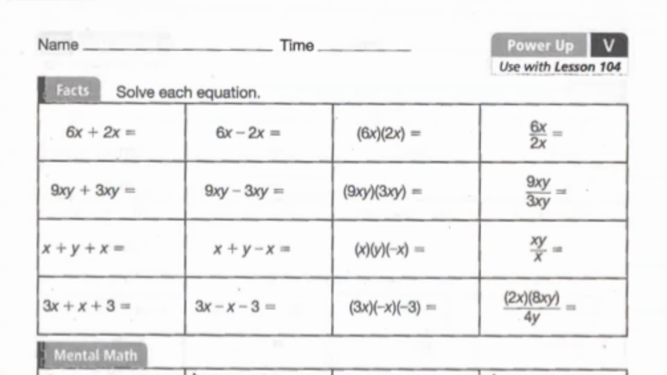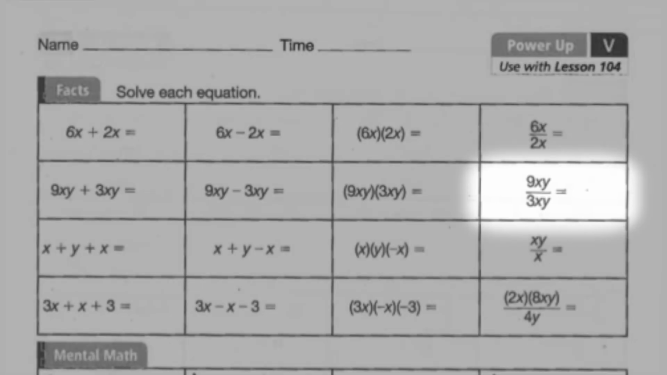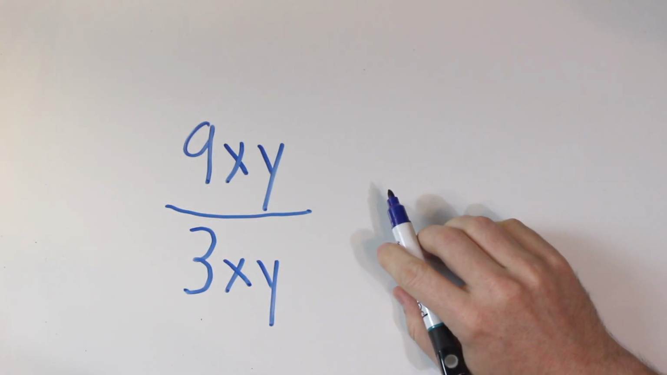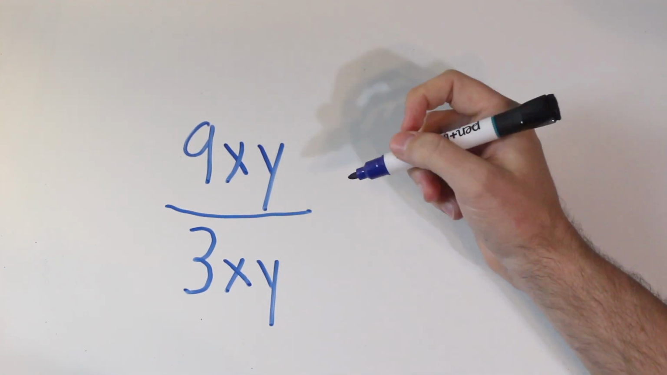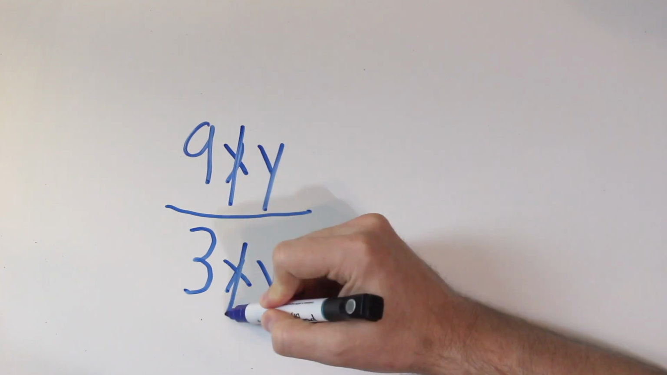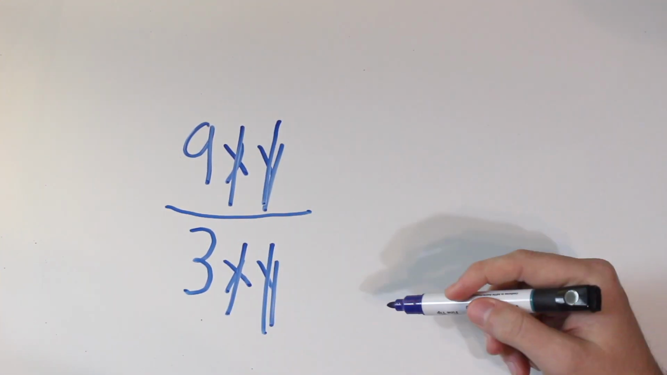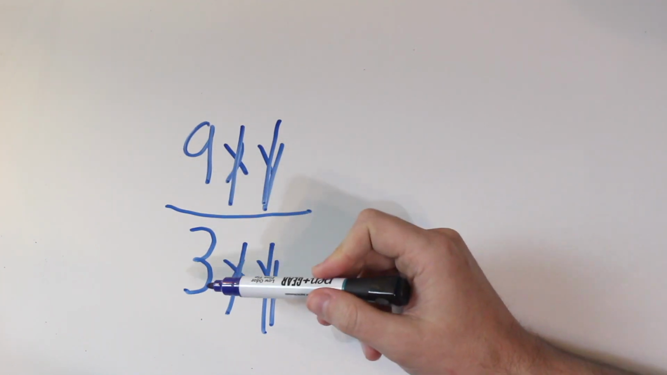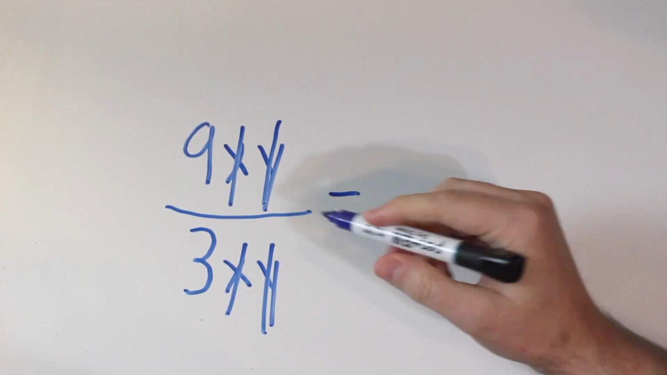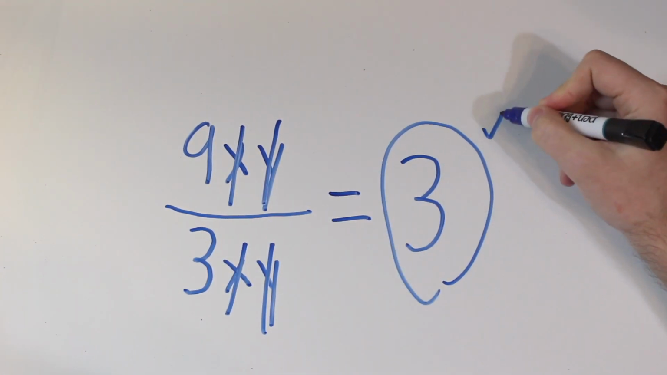Now we have division again. 9xy over 3xy. Just like our last division problem, let's cancel. X on top cancels with x on bottom. Y on top cancels with y on bottom. That leaves us with 9 over 3. 9 divided by 3 is 3. That's our answer.